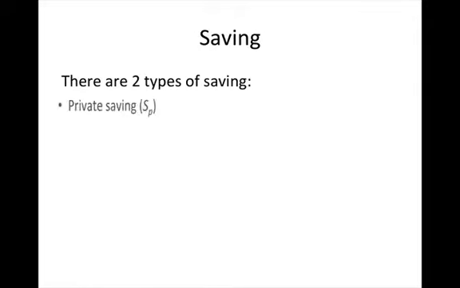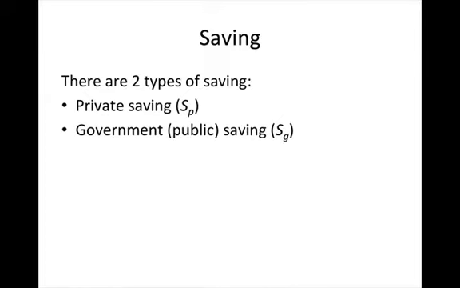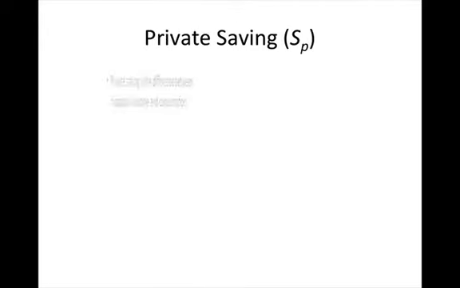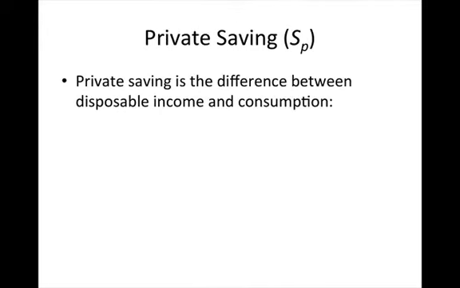There are two types of saving: private saving and government saving. If you add the two together, you have total saving. Now let's talk about private saving. Private saving, as we already know, is the difference between disposable income and consumption. There are different ways that you can write this. We can express disposable income as y minus t, in which case we can say that private saving is income less taxes less consumption.